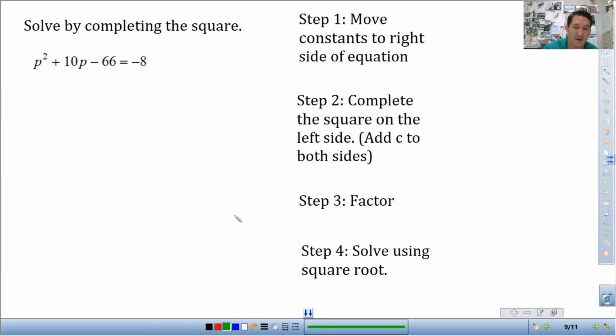First thing, it's a little different than the factoring one: we just want the p's on one side and the other numbers on the other. So instead of adding 8 to both sides to get everything on one side, I'm going to add 66. So I get p squared plus 10p is equal to negative 8 plus 66, which is positive 58.